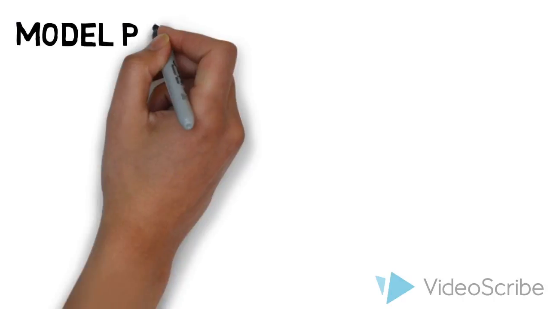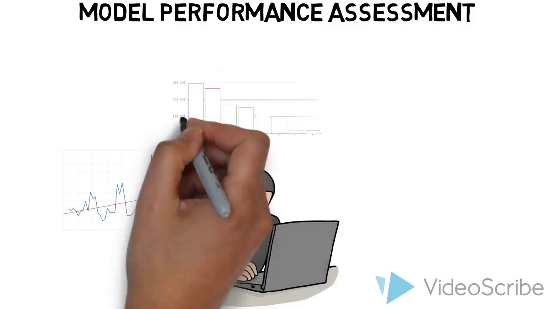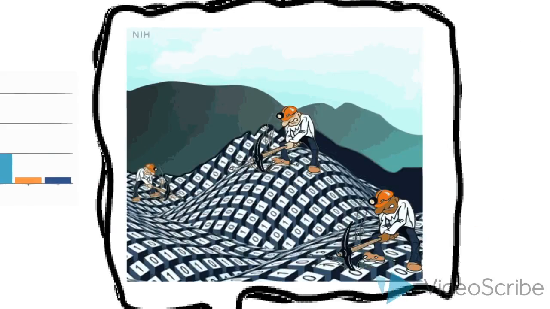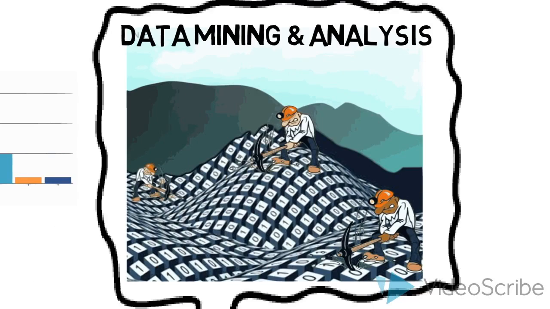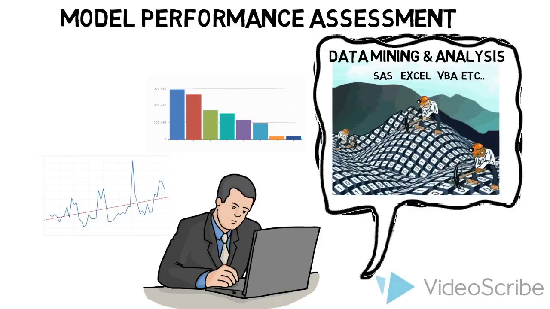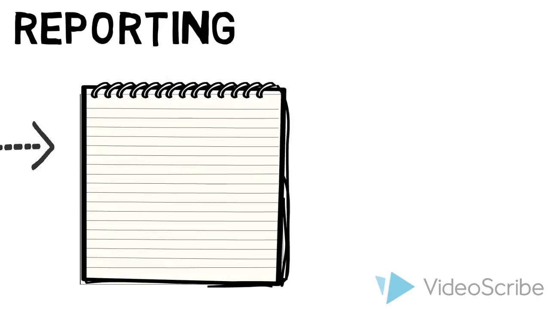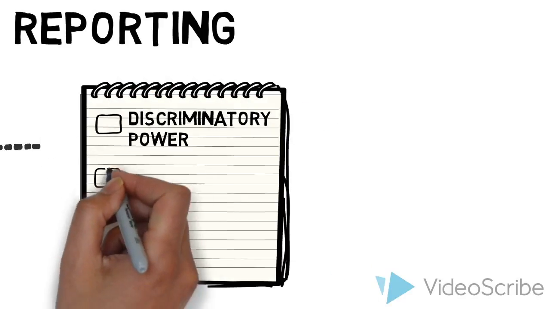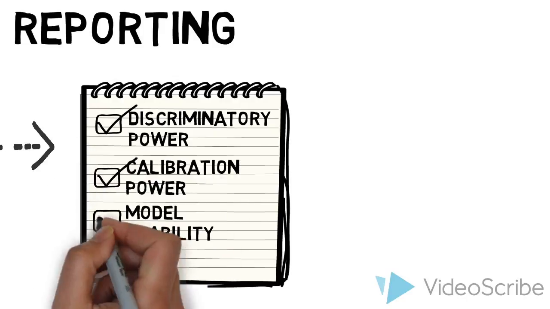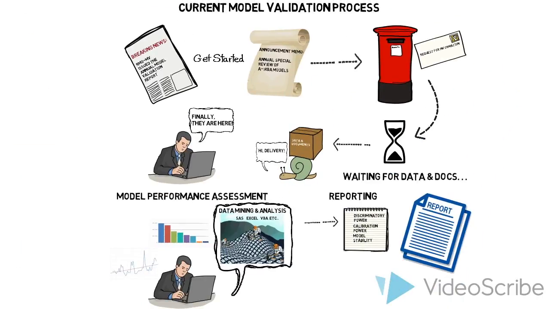Once data and documents are received, RACM performs various statistical tests and data analysis for model performance assessment. This process is not straightforward because the data requires transformation and intensive data mining using tools such as SAS, Excel, and VBA, to name a few. RACM derives their conclusion based on their assessment of the model's discriminatory power, calibration power, and model stability. And then the audit report is issued, which completes the whole model validation process.